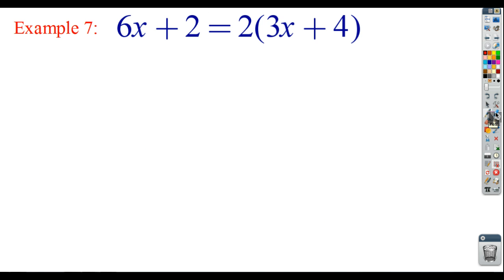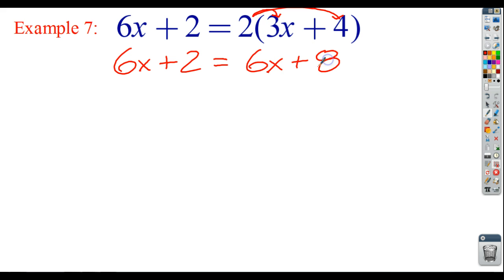So we have the same idea. We have 6x plus 2, and then on the other side we have that parentheses multiplied by 2. So let's break open the parentheses, right? We'll do 2 times the 3x, and we'll do 2 times 4. So 2 times 3x is 6x, and then 2 times 4 is 8. And I have 6x on this side, and I have 6x on that side. Well, that's a little bit confusing because it's the same amount, but let's just follow the steps, right?